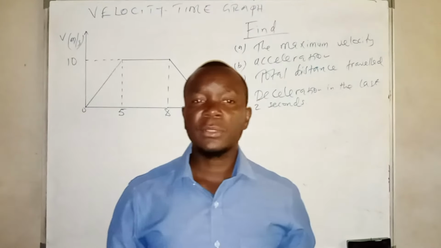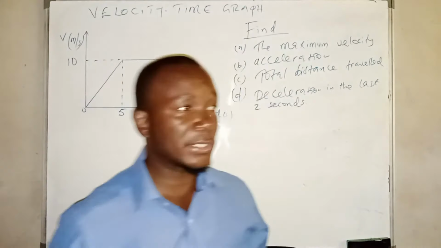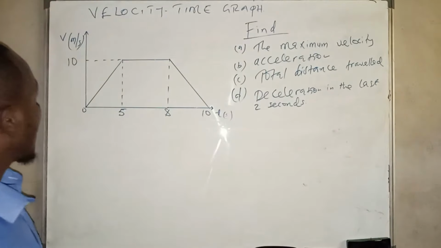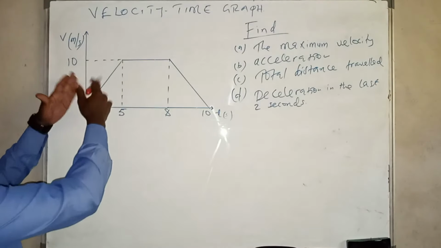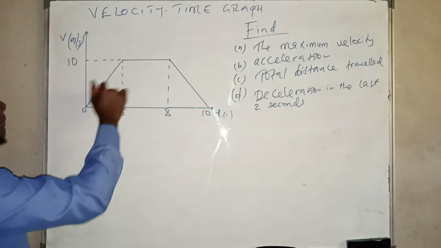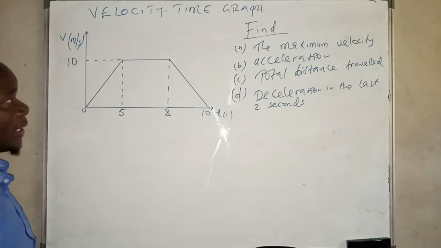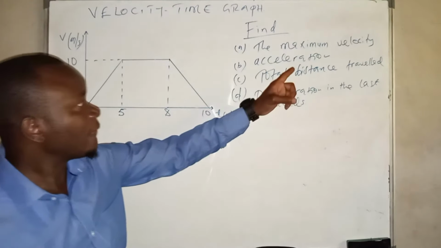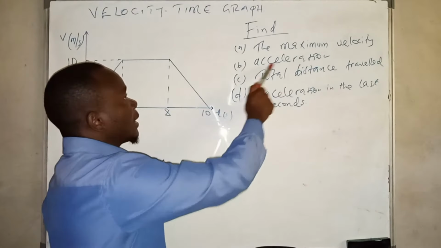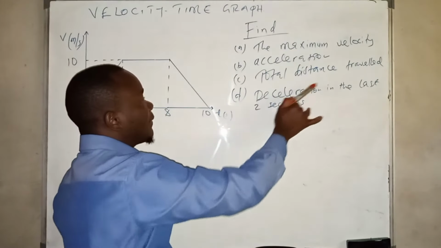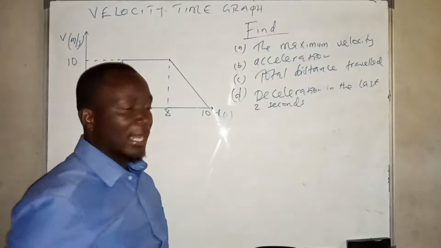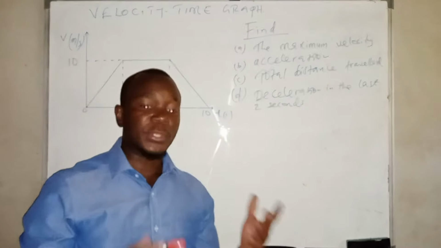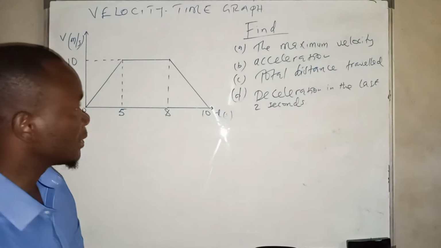Welcome. In this video, we're going to look at one of the problems under velocity time graph. So here is the diagram that we've been given for a speed time graph. And then we're told to find the maximum velocity, the acceleration, total distance traveled, and the deceleration in the last 2 seconds. So this is the question that we're going to look at in this video.